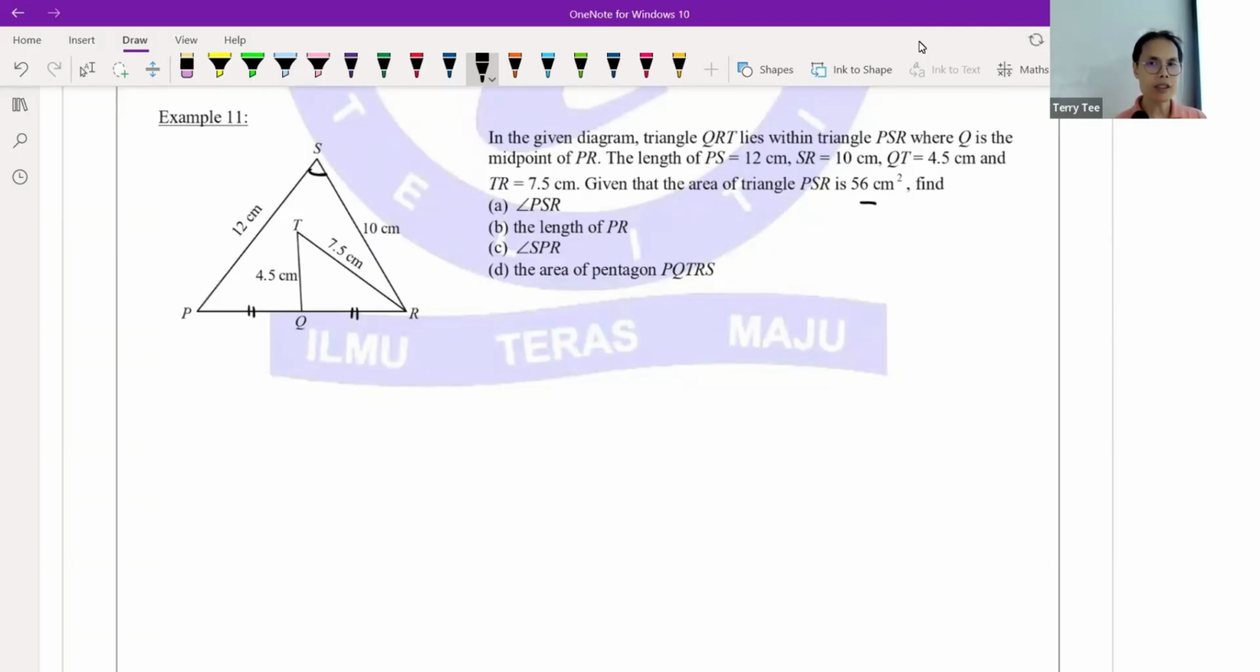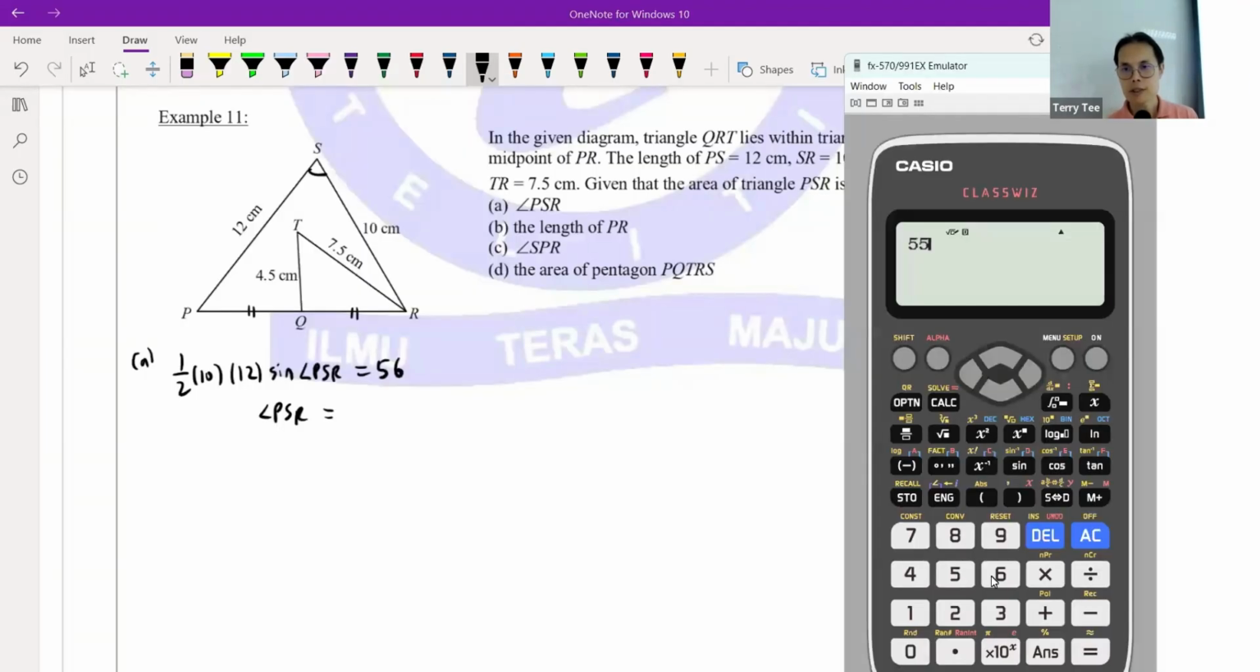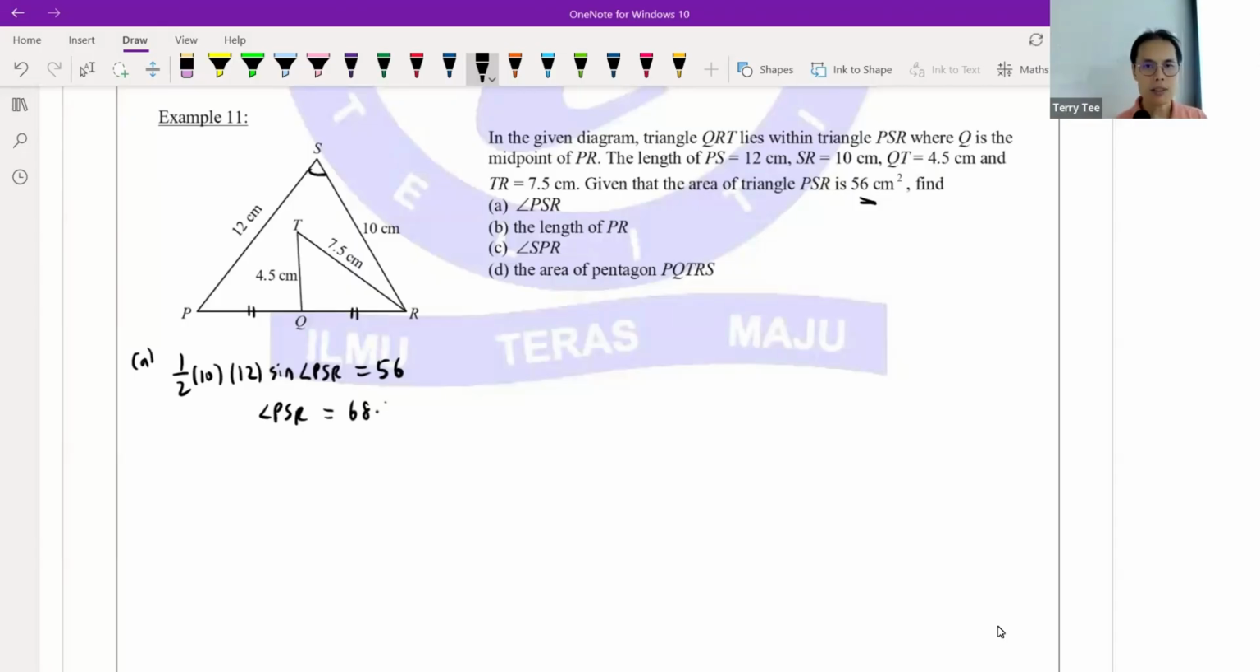Now, when you're given the area of a triangle and you're finding this angle here, we can use what? Half AB sine C, right? Your AB you can put 10, 12, sine angle PSR. The result is 56. Find PSR. So let's take 56, multiply by 2, divide by 10, divide 12. Whatever I get here, shift sine, answer equals 68.96.